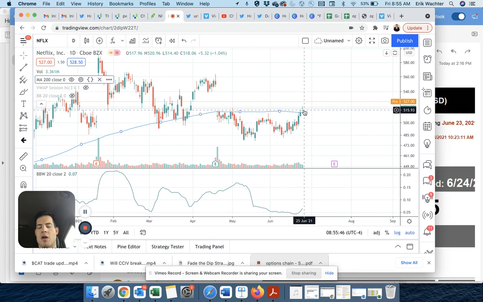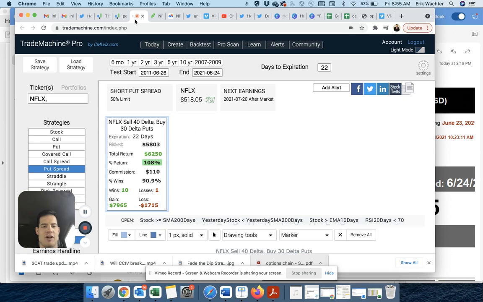popped right up through. That's a very strong momentum signal, and a lot of algorithms also sort of play off that. So I got alerted on my CML Viz trade machine to sell a put spread. So we went ahead and sold the 40-30 delta put spread.